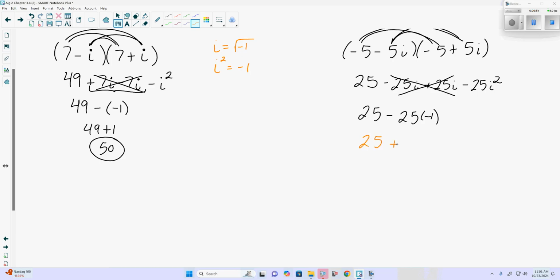At this point here, we have 25 plus 25, which is also 50. That's more of a coincidence than anything else. No, it's not always going to be 50. It's just going to work out that every single time we do not have i. Multiplying the conjugates together removes i. If we multiply irrational conjugates together, it would remove the radicals, square roots.